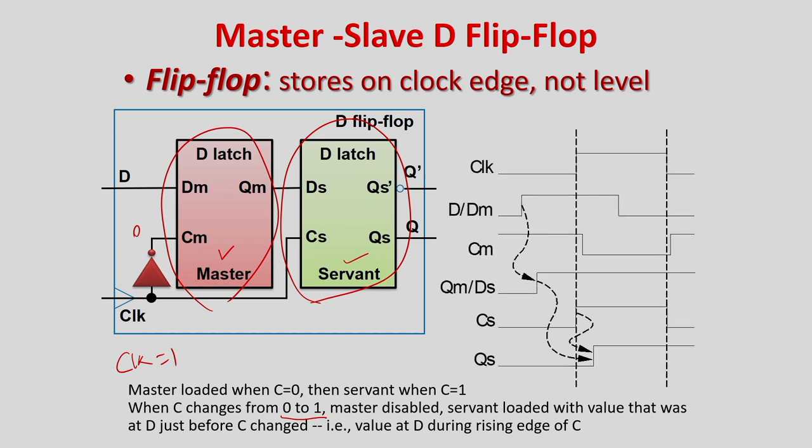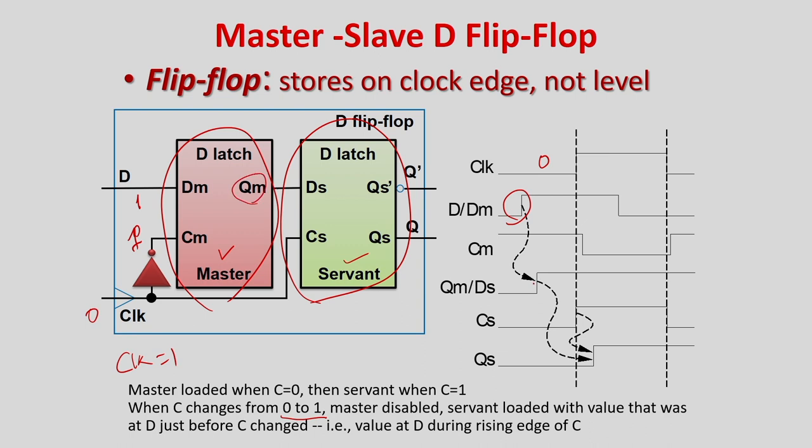This is the clock, and this is DM. Suppose you change DM, and this is C, Cm we have changed. Whenever you change this, Cm changes from this place to this place. Looking at DM and QM, initially the clock is equal to 0, and if the clock is equal to 0, this value gets 1. Whenever this value gets 1, this passes to QM, so QM is equal to D.